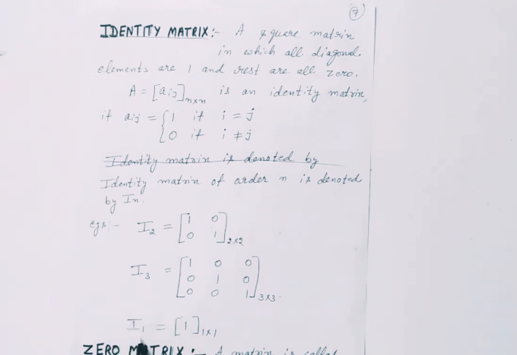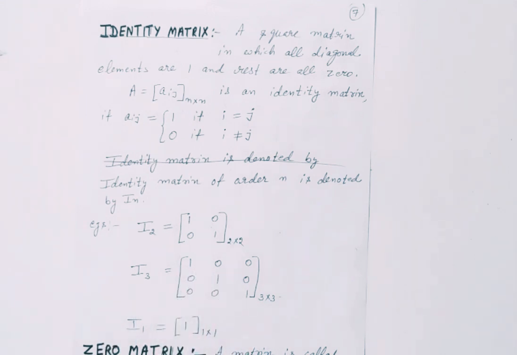We denote any identity matrix by writing its order here. I1 means identity matrix of order 1. This is a matrix of order 1 by 1, 1 row, 1 column. Since this is the single diagonal element, it is 1 and there is no non-diagonal element. Identity matrix of order 2, that is 2 by 2, that is why we call it I2. Diagonal elements 1, non-diagonal elements 0. Identity matrix of order 3, diagonal elements 1, non-diagonal elements 0.